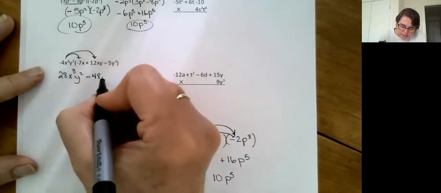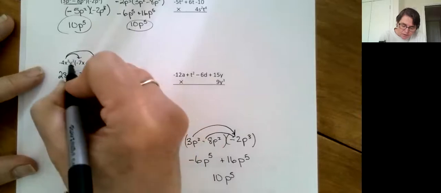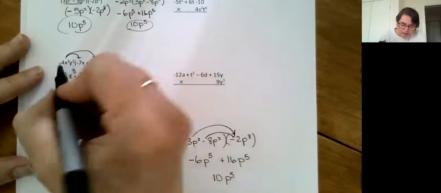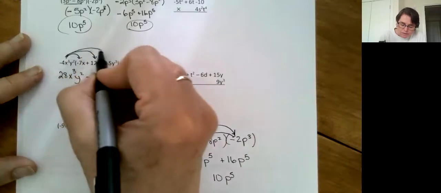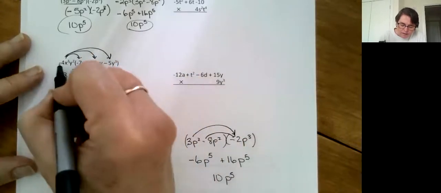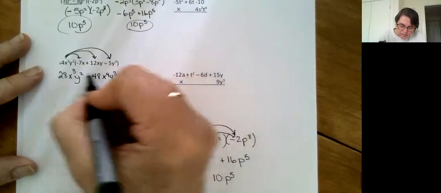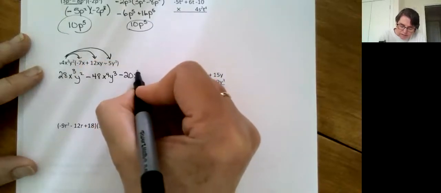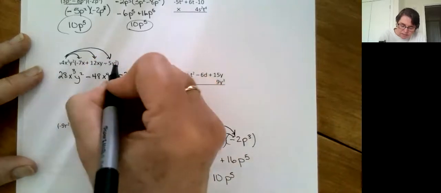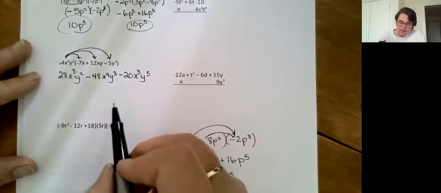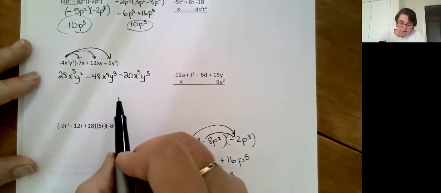x to the 3 times x is x to the 4th. y squared times y is y to the 3. And now we go negative 4, distributing again. Negative 4 times negative 5 is negative 20. We got no x's except at the front. And y squared times y cubed is y to the 5. And pretty much there we go.